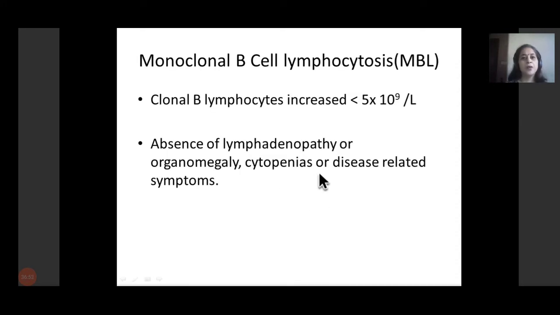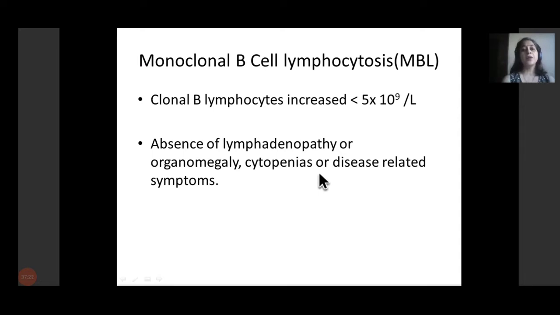A very brief passage to a condition called monoclonal B-cell lymphocytosis, in which the clonal B lymphocytes are increased, but they are less than 5,000 per microliter, which is required for the CLL cutoff. And there is absence of lymphadenopathy, organomegaly, any cytopenia, disease-related symptoms, or any pressure symptoms, or anything which can be ascribed to CLL.